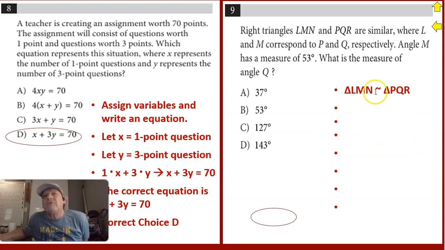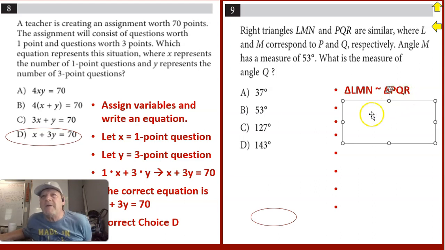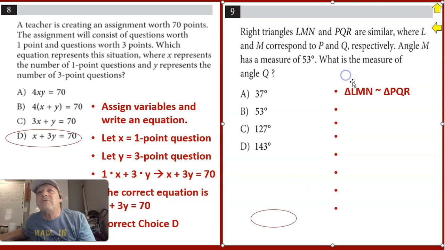If two triangles are similar, you can put this little what's called a tilde, which is just the little curved line. And that means that I would read that as triangle LMN is similar to triangle PQR. The order in which you write a similarity statement is very important because it tells you a relationship. Well, what is the relationship?